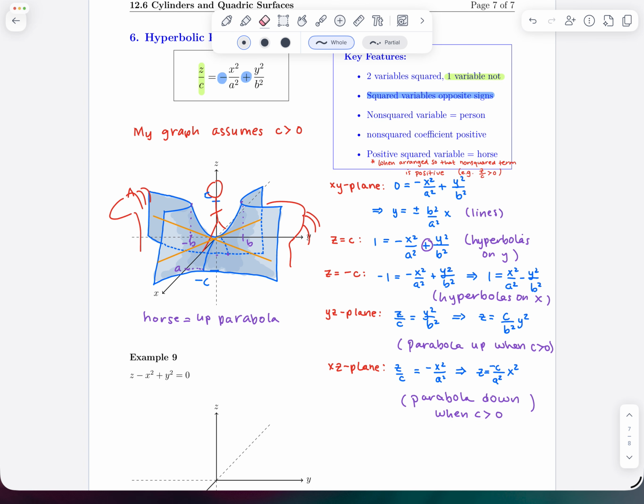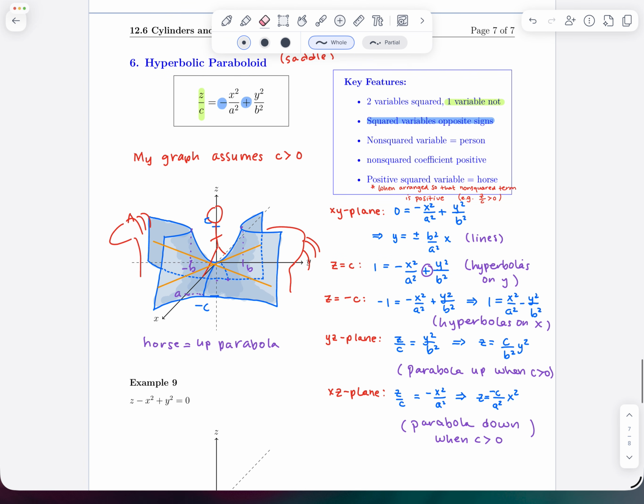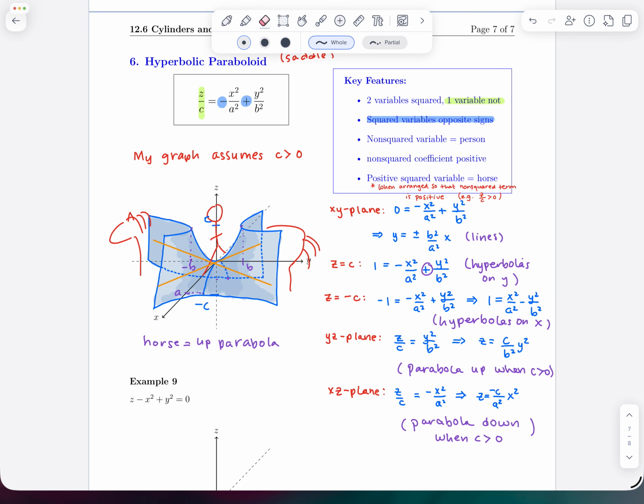The key important feature here is to figure out which axis your parabola is opening up. That will be your horse. Your non-squared variable is going to be the axis where a person would be sitting if they are riding that saddle or riding the horse in the saddle. That's it.